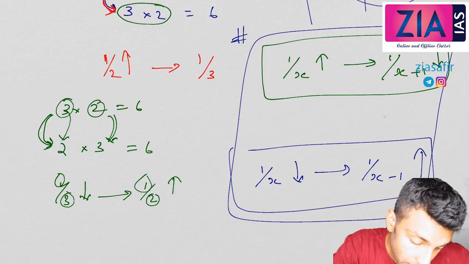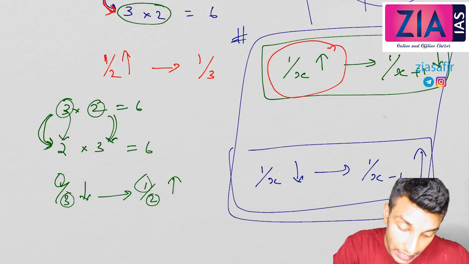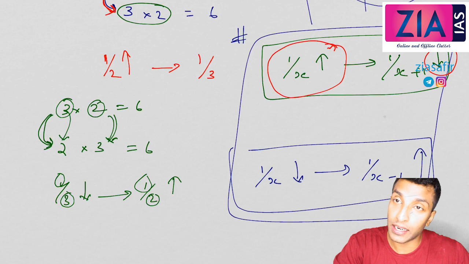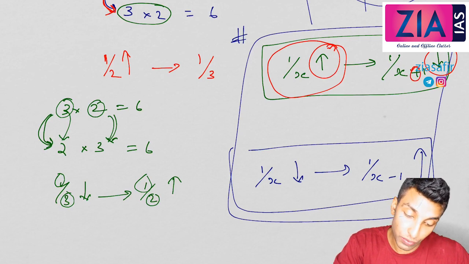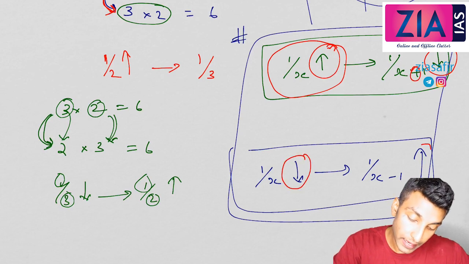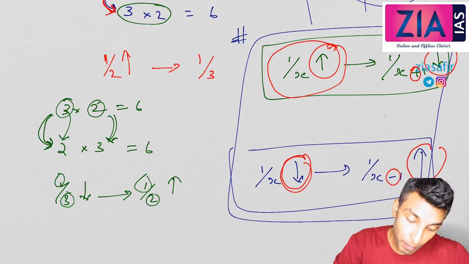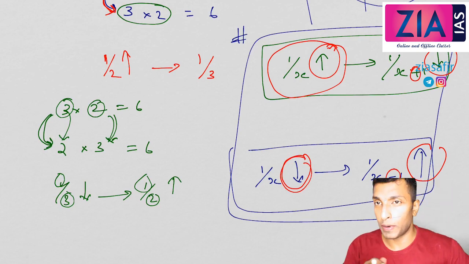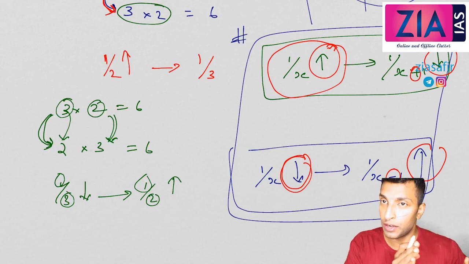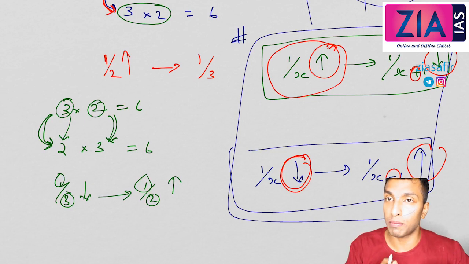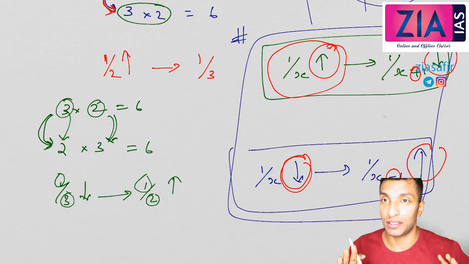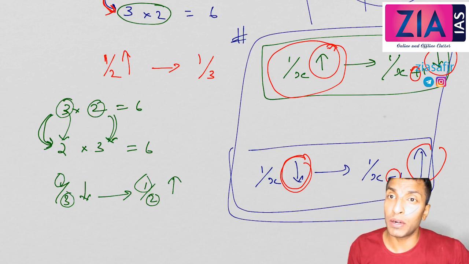So again, 1 by x increase, so definitely this is a decrease, since it is increase, plus 1. Similarly, 1 by x decrease will lead to increase, since it is decrease, here it is minus 1. So plus 1, minus 1. If it is increase, plus 1. If it is decrease, minus 1. If it is increase, decrease. If it is decrease, increase. Simple. I'll give you an example with which you will understand in a much better way.